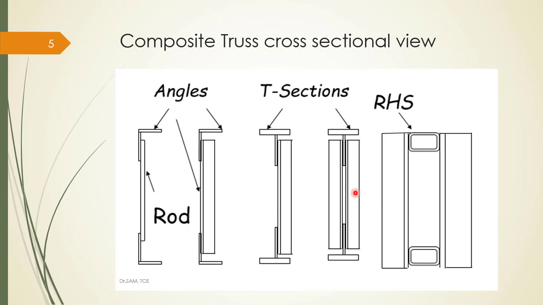So the web member is a double angle section or double channel section, depending upon the amount of axial force expected in the web member. To reduce the weight, you can also use the top chord as a hollow section, and this may be an angle or a channel, depending upon the force expected in the respective members.